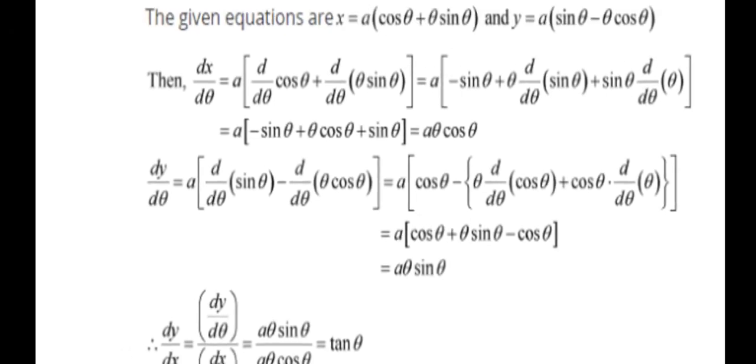Now ultimately the values of dy by d theta and dx by d theta we have to substitute like this: dy by dx equals dy by d theta divided by dx by d theta, and putting the values, a theta sin theta divided by a theta cos theta. Here you can see that a theta gets cancelled and sin theta by cos theta is tan theta. So I hope students understood this technique.